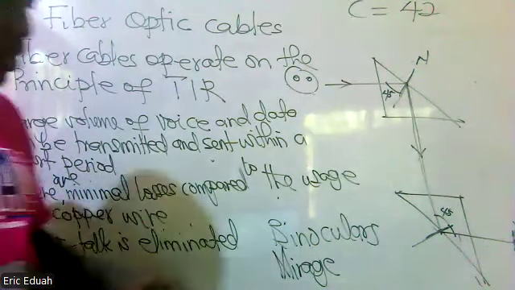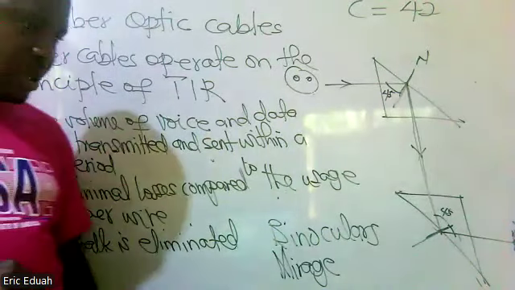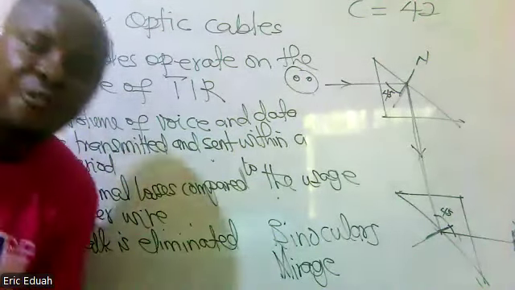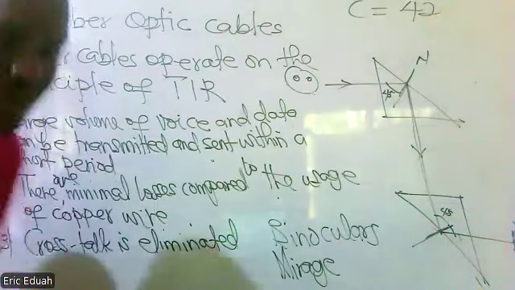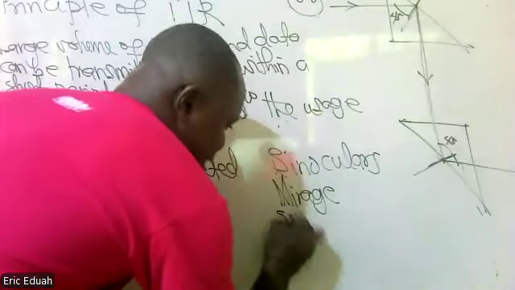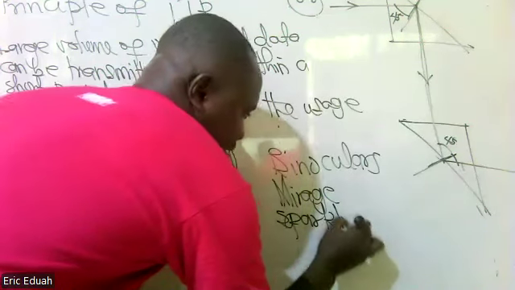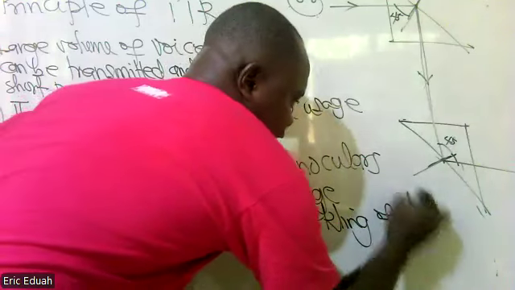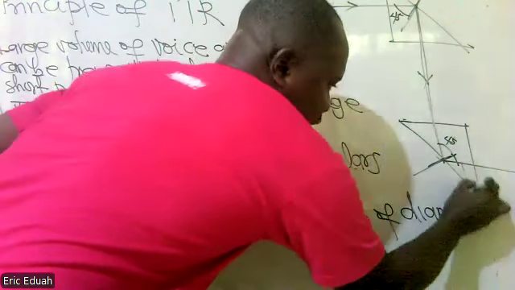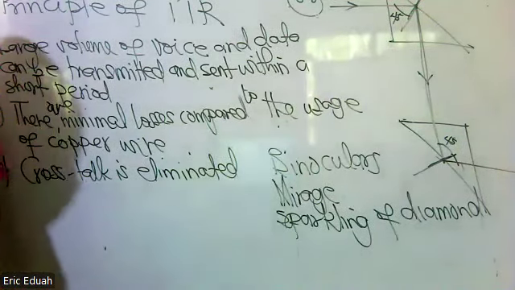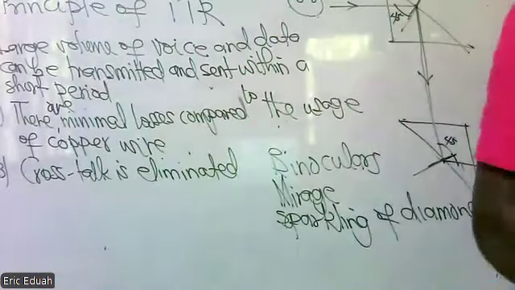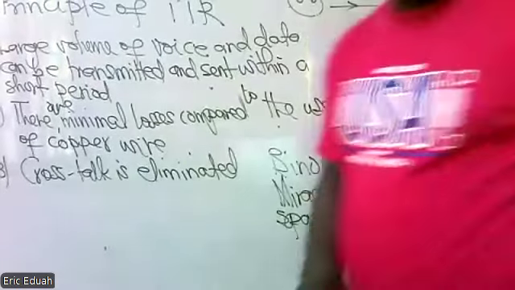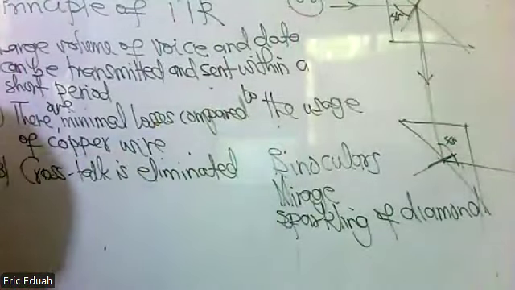Then total internal reflection is also what accounts for the sparkling of diamond. So I've made mention of a lot of applications of total internal reflection.